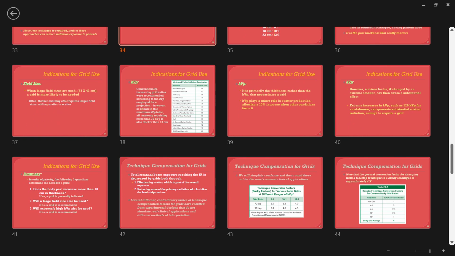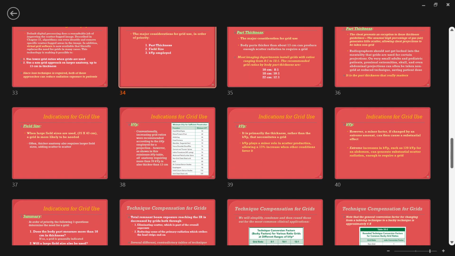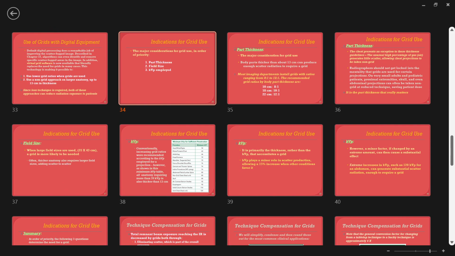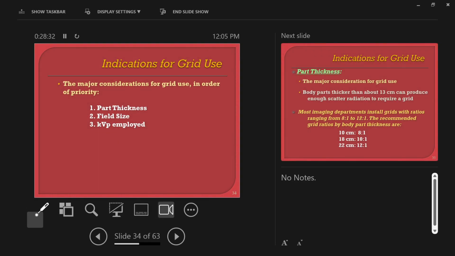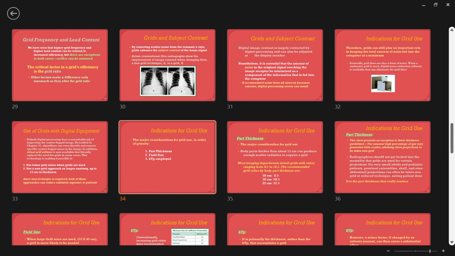And for me, my main consideration when using a grid or not is part thickness. That's why it's listed as number 1 here. Here's some advice, and these numbers, by the way, people write these textbooks, and people are all different. The authors of each textbook might come up with slightly different numbers based on the data that they base everything off of. It doesn't mean they're wrong, and it doesn't mean that the next author's wrong, it just means that they're different. So just keep that in mind.